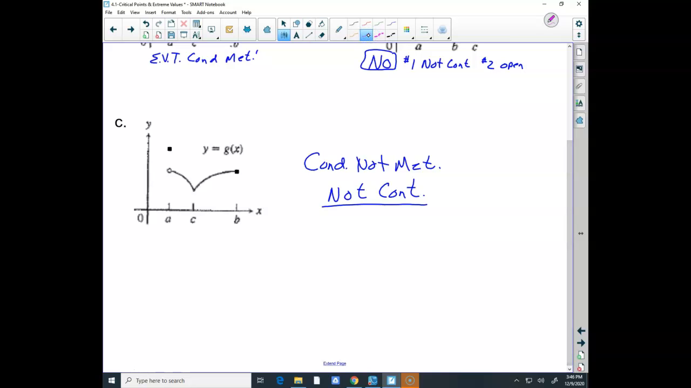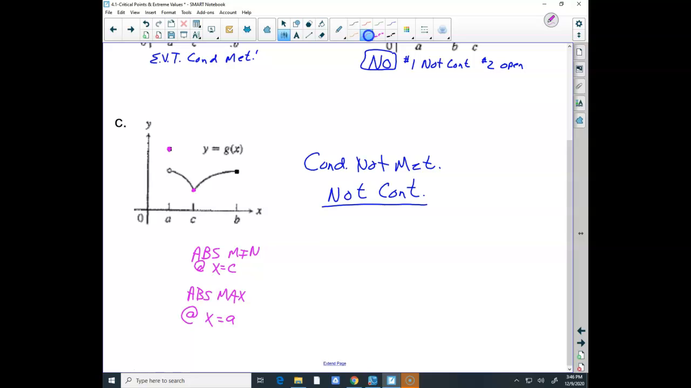But does this have absolute extreme values? Well, heck yeah. I have definitely an absolute min at x equals c. And I have an absolute max at, you guessed it, x equals a. There's my defined value. Doesn't matter. It's there. Okay? That's an absolute max, and that's where we're looking with that stuff.